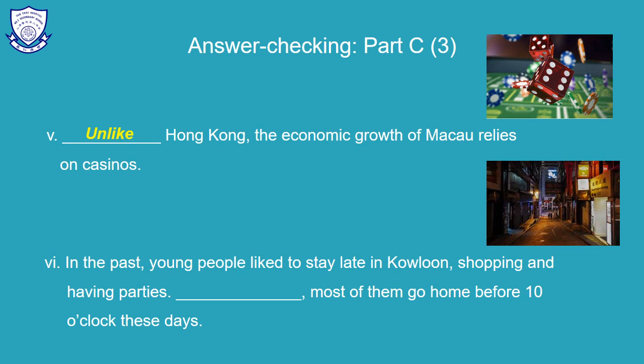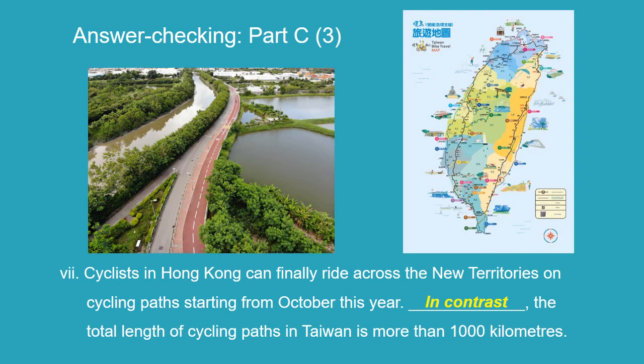Sentence number six. In the past, young people liked to stay late in Kowloon, shopping and having parties. Nevertheless, most of them go home before 10 o'clock these days. Sentence number seven. Cyclists in Hong Kong can finally ride across the New Territories on cycling paths starting from October this year. In contrast, the total length of cycling paths in Taiwan is more than 1,000 kilometers.